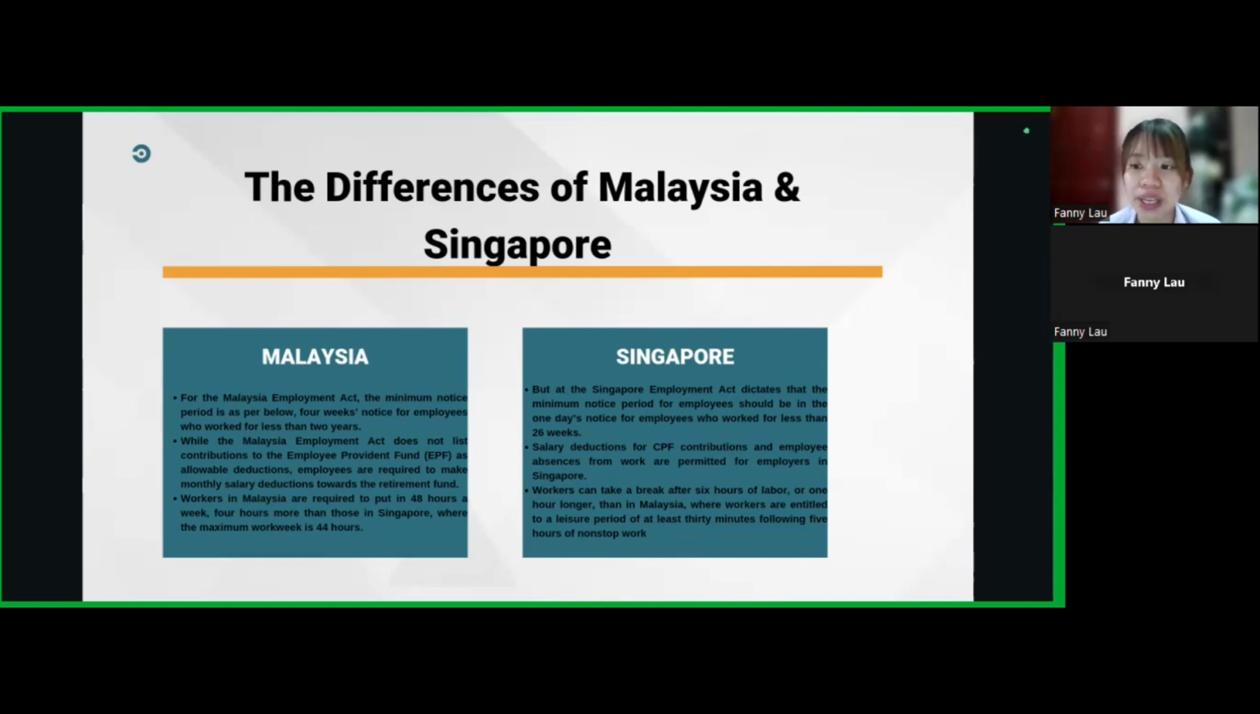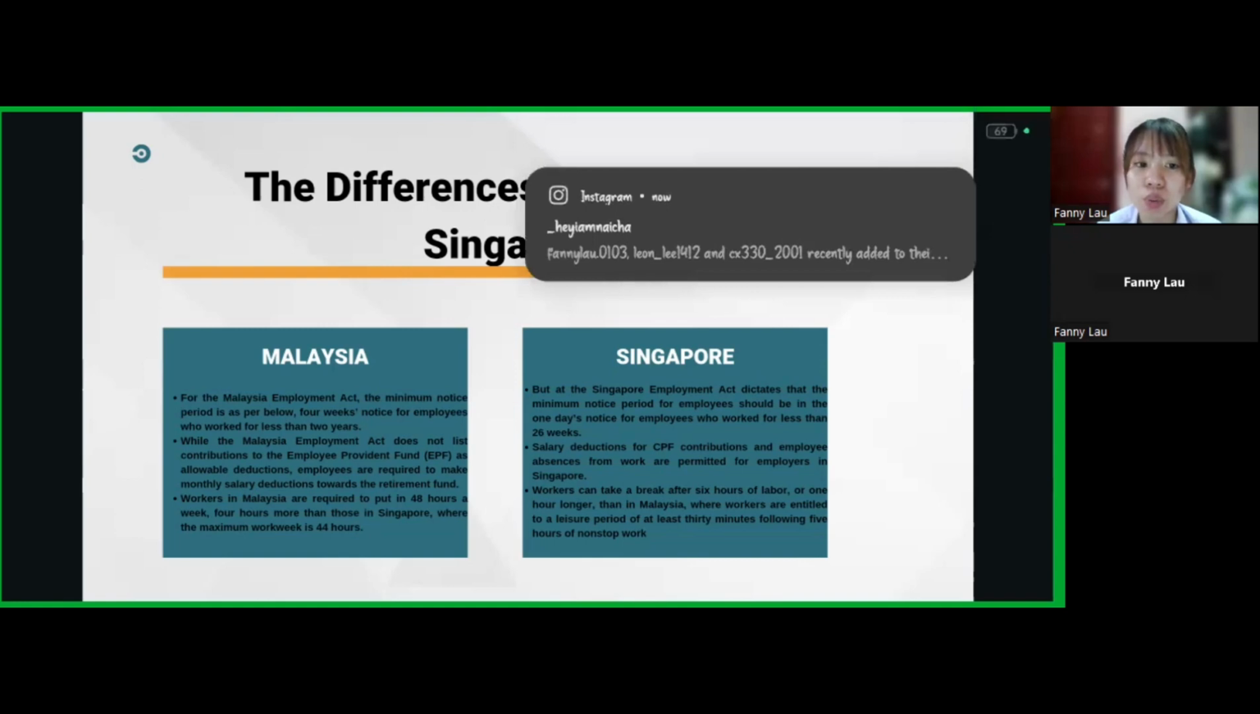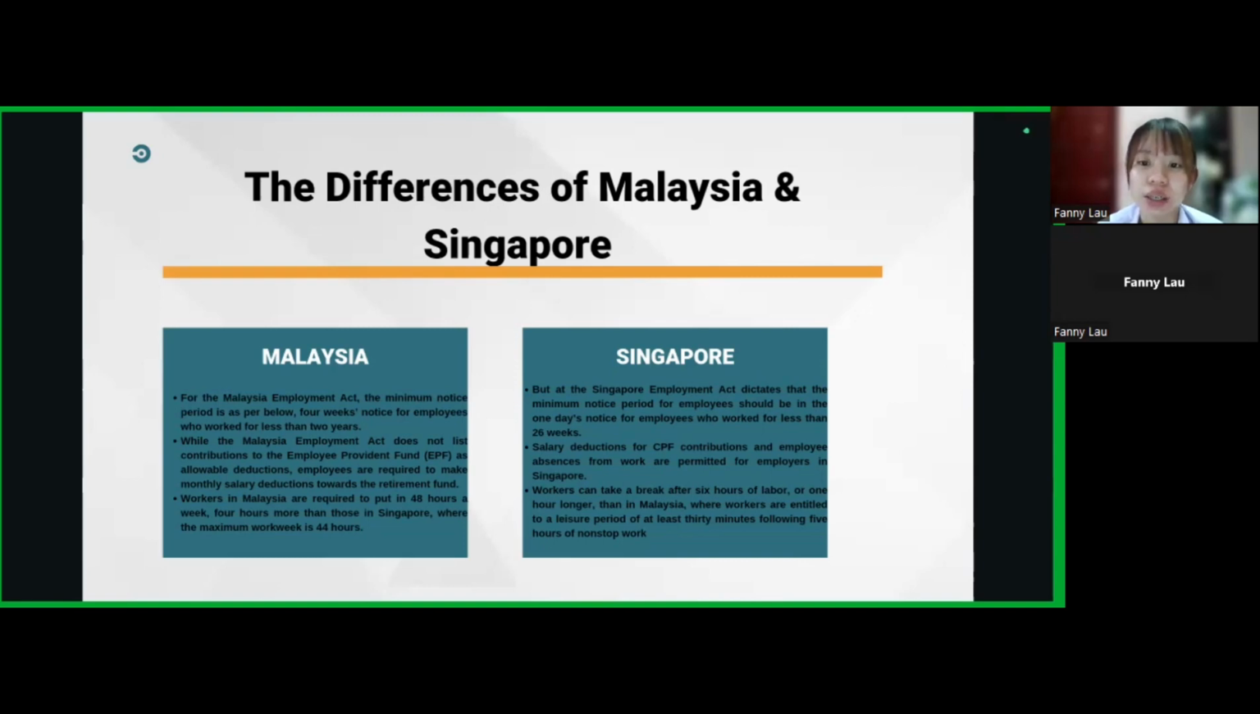But for Singapore, the minimum notice periods are as follows: 1 day's notice for an employee who has worked for less than 26 weeks. The next one is 1 week's notice for an employee who has worked for 26 weeks or more but less than 2 years. Furthermore, 2 weeks' notice for an employee who has worked for 2 years or more but less than 5 years. And the last is 4 weeks' notice for an employee who has worked for 5 years or more.